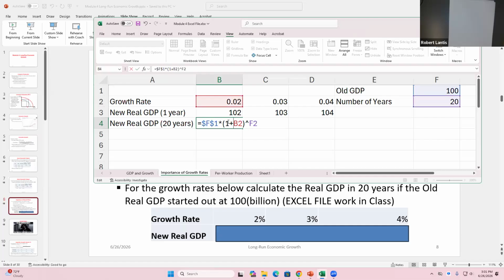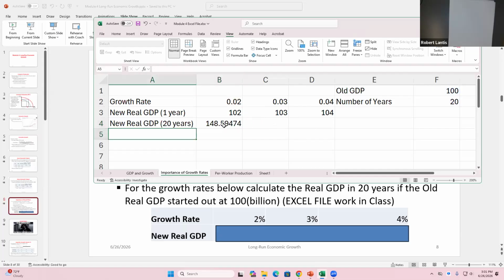So I would use dollar signs here because I want to freeze these cell references. So when I copy this across, it's using the same starting value, same number of years, but making predictions for different growth rates. Notice here, over 20 years, 2% growth, instead of going up by 40, it goes up by 48, right? It goes up even larger.